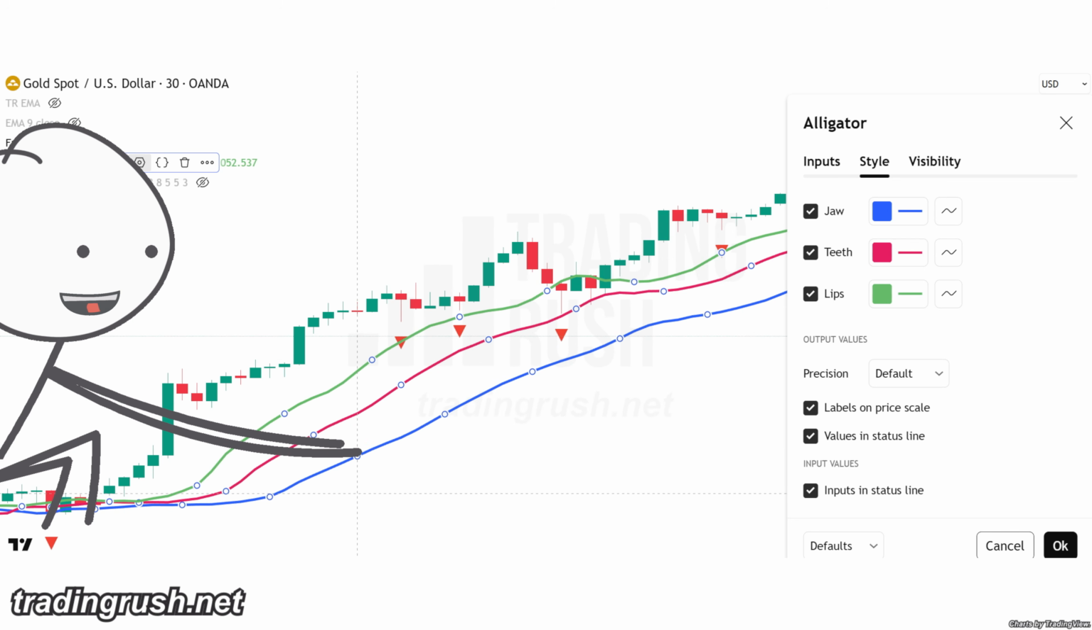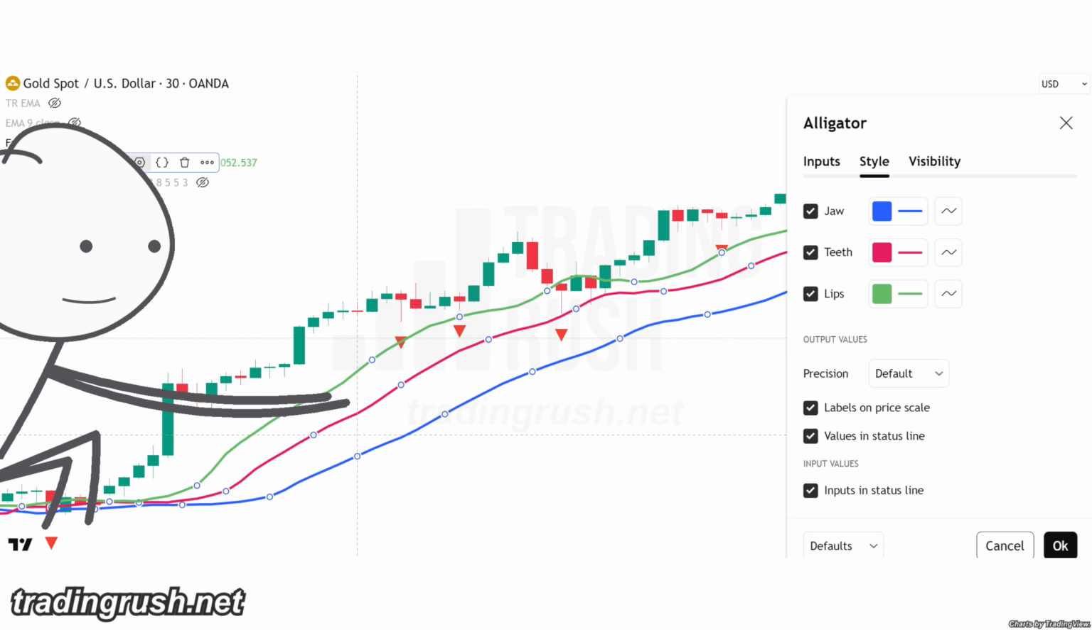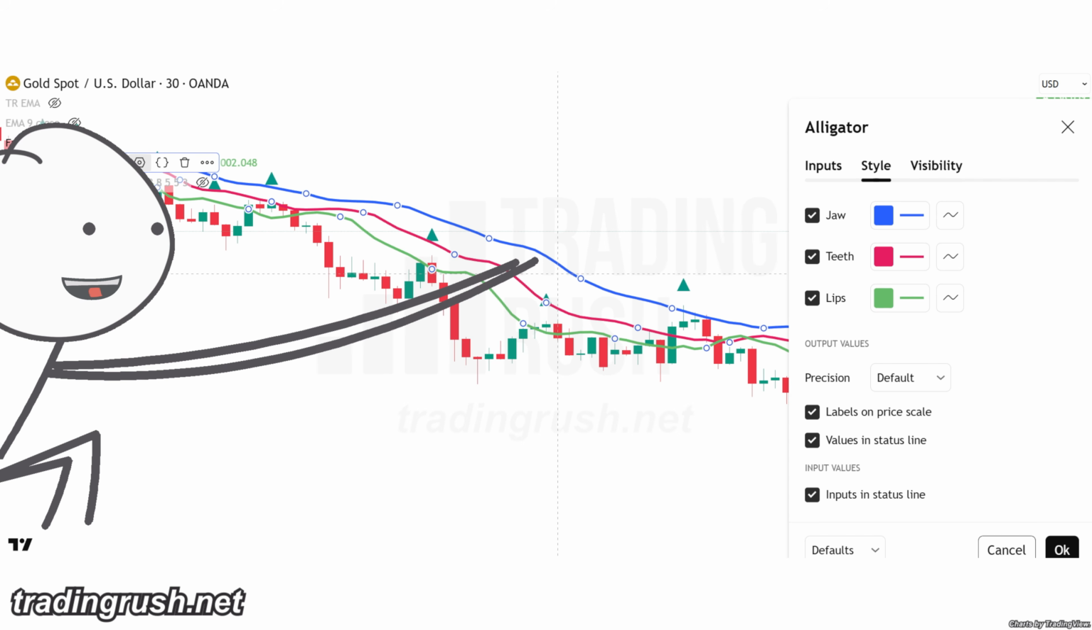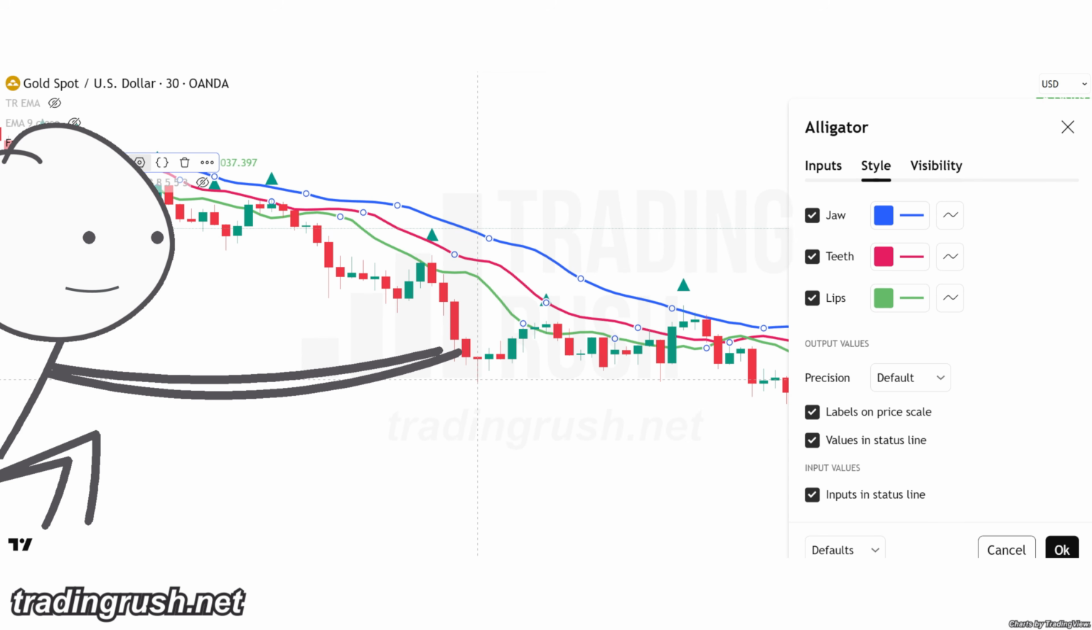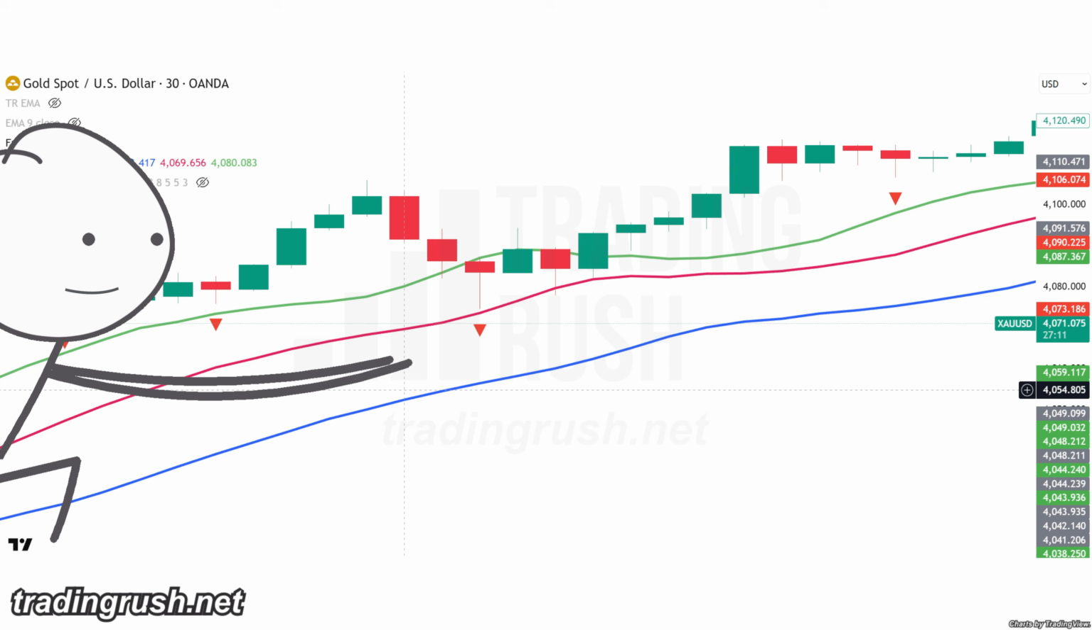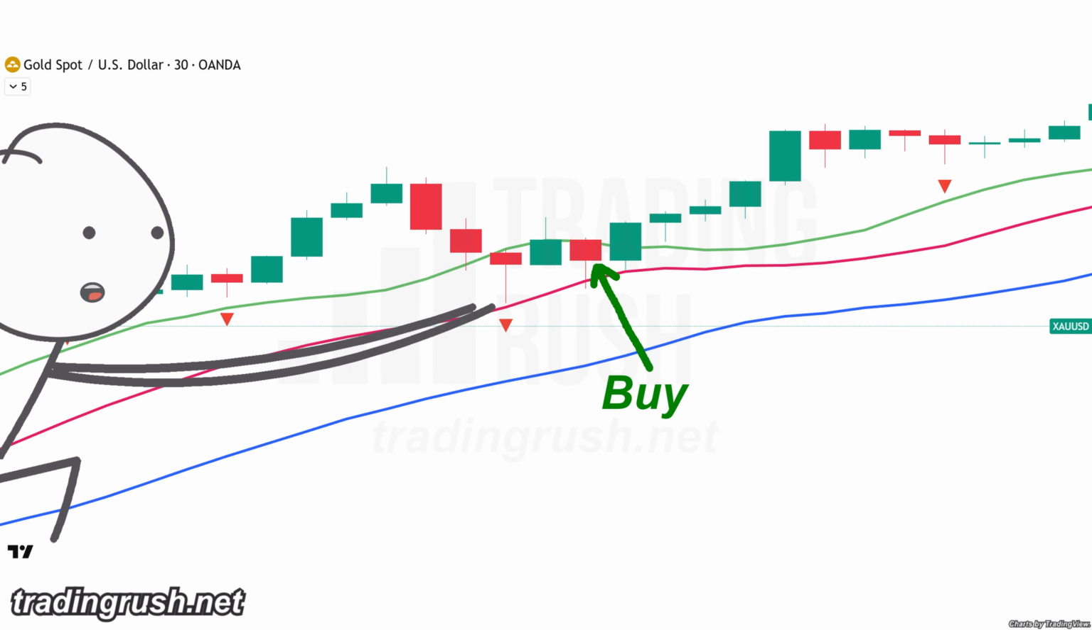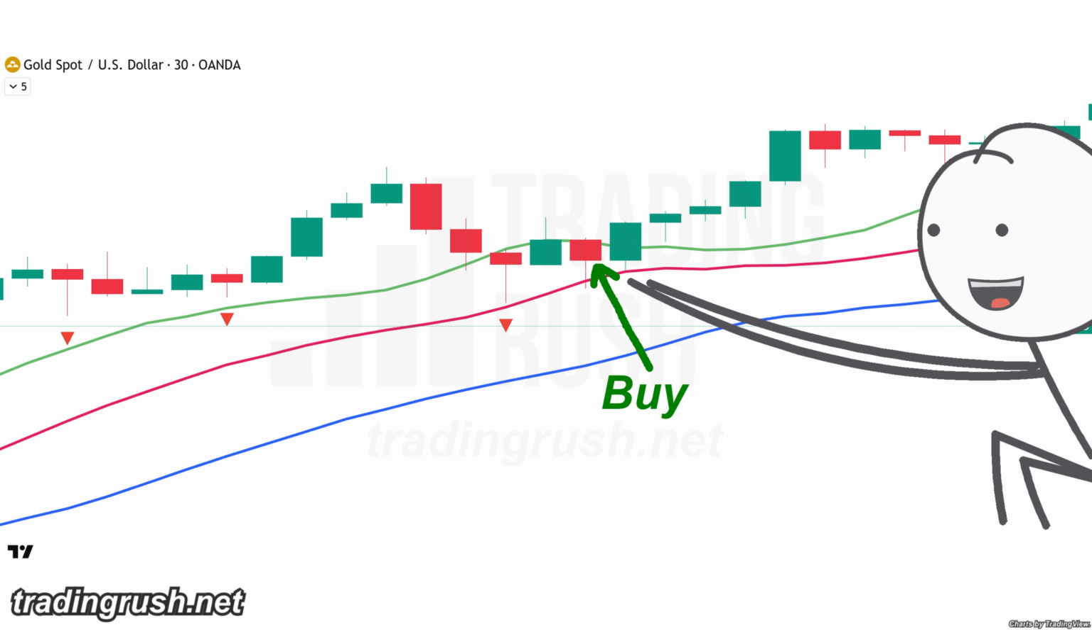If the 3 alligator lines are in this order, where the jaw is at the bottom, the teeth are in the middle, and the lips are at the top, then there is an uptrend going on. If the jawline is at the top, the teeth are in the middle, and the lip line is at the bottom, then there is a downtrend going on. When the alligator indicator said there was an uptrend, and when the fractal indicator gave an arrow below a candle, I took a long trade.